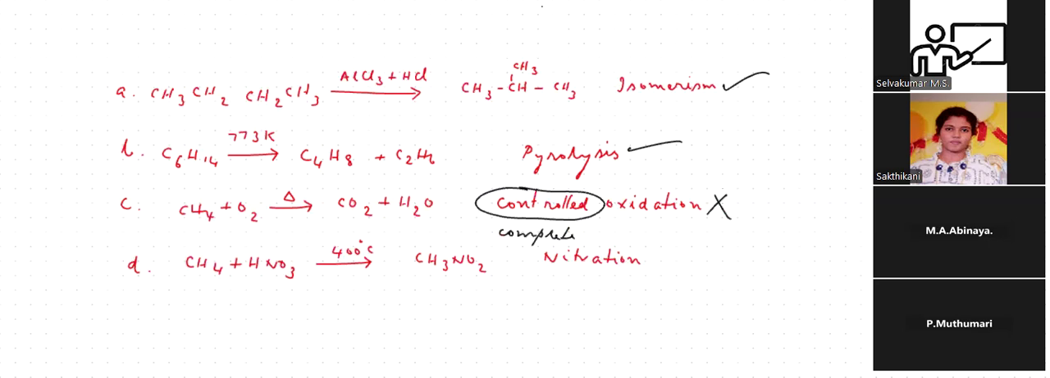And methane, when it reacts with nitric acid at elevated temperature, nitromethane is formed. It is called a nitration. So here option C is the wrong one because it is not a controlled oxidation. It is a complete oxidation. So all other names are correct. Here you have to understand what is isomerism, what is pyrolysis, what is nitration, and what is oxidation. I suppose you understand things.